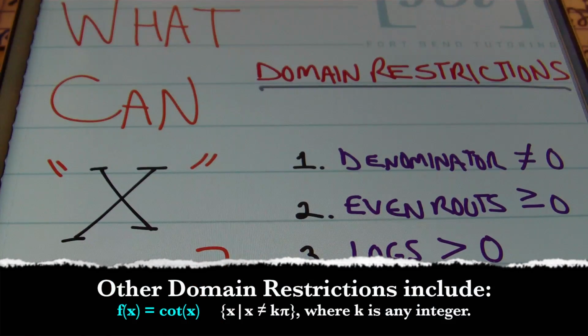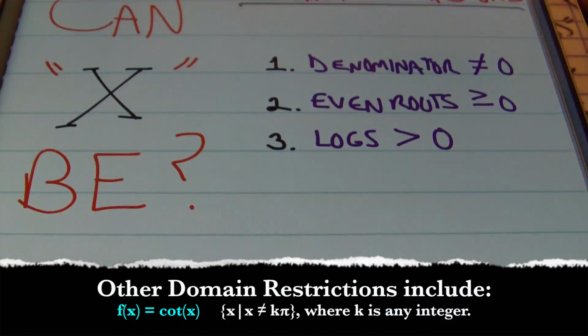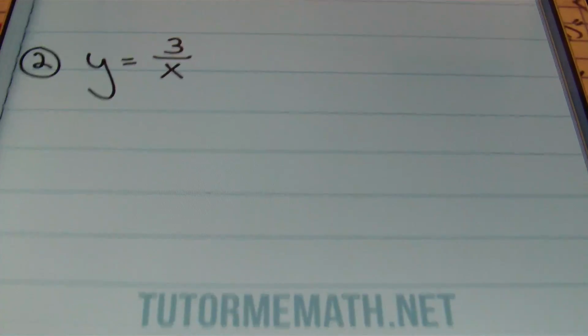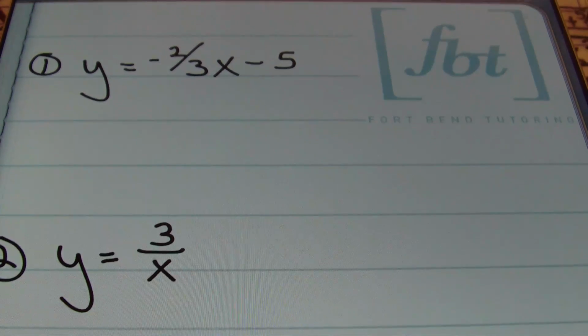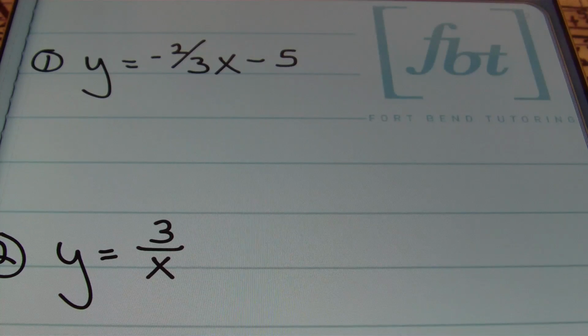All right, so let's go ahead and take a look at some of the problems that I have for you today. Starting out, we have function number 1, and it's always good to be aware of your basic functions, and you should recognize that this is a linear equation. The function you're looking at right here, y equals negative 2/3 x minus 5, is a line. It's a linear equation.